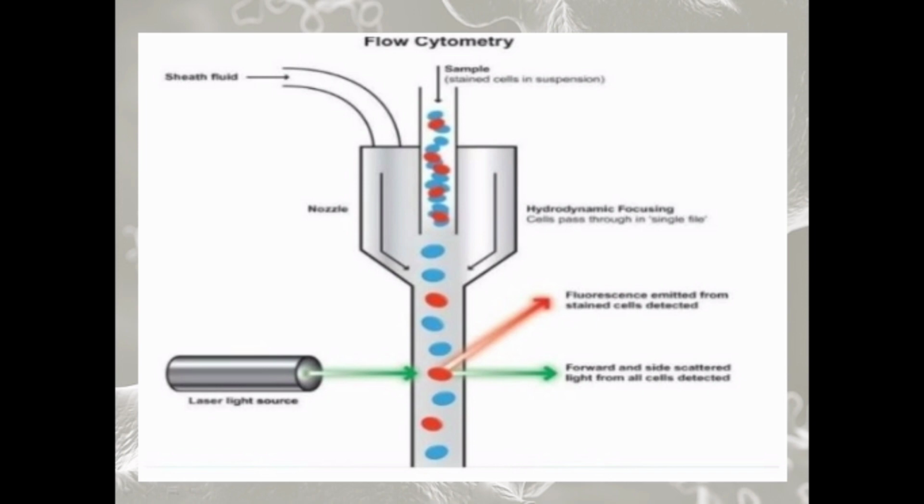So, flow cytometry. Flow cytometry is a technique that is used to detect and measure physical and chemical characteristics of a population of cells or particles. In this process, a sample containing cells or particles is suspended in a fluid and injected into the flow cytometer instrument.